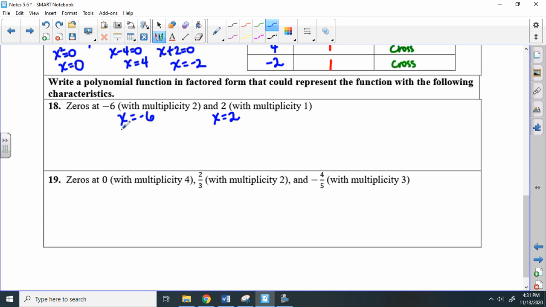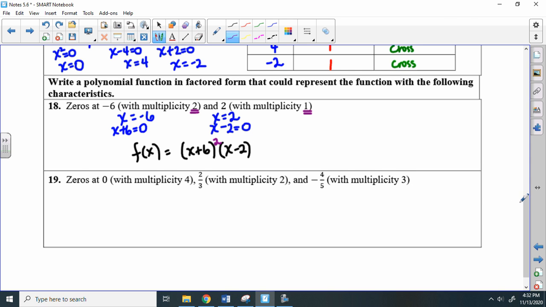And you're going to turn these back into factors, all right, by making them equal to 0. So we add 6 to make that one equal to 0. We minus 2 to make that one equal to 0. And then we're ready to write our polynomial. So we have to make it a function. We're going to put our two factors, and then we're going to go back and pick up the multiplicity. Well, the -6 had a multiplicity of 2, which meant that factor needed to be squared. And the 2 had a multiplicity of 1, so that factor actually doesn't need an exponent at all. And that's all you have to do for this section.